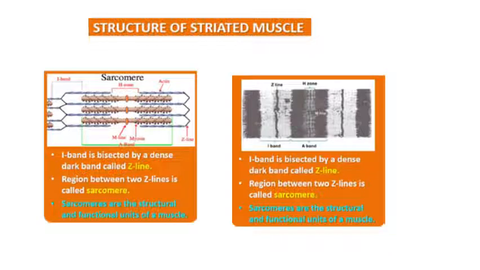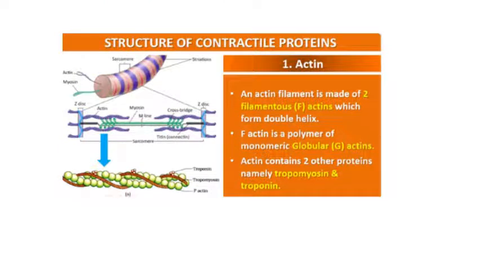Then we have the I band, which is bisected by a dense dark band, which is called the Z line. The region between two Z lines is what we call a sarcomere. So these sarcomeres are the structural and the functional unit of the muscles. The I band helps in bisecting this dark Z line. Here you can see the two pictures which show you the comparison and how the sarcomere structure is formed.